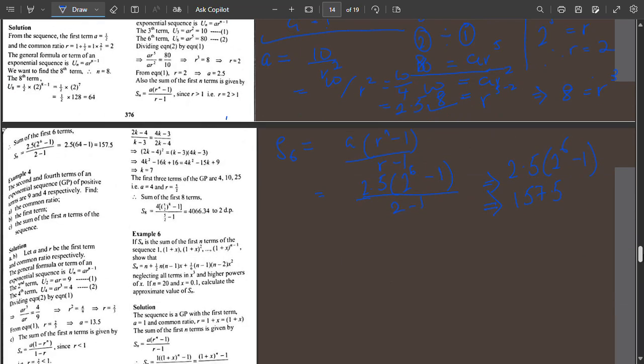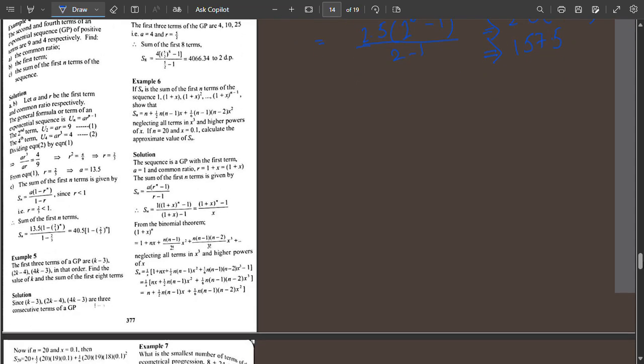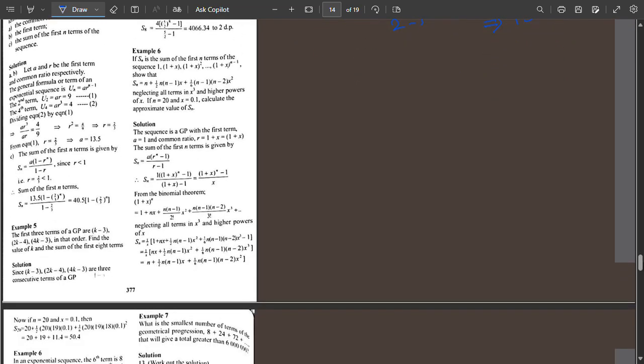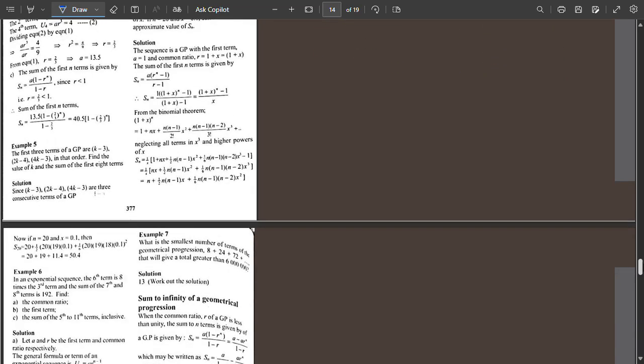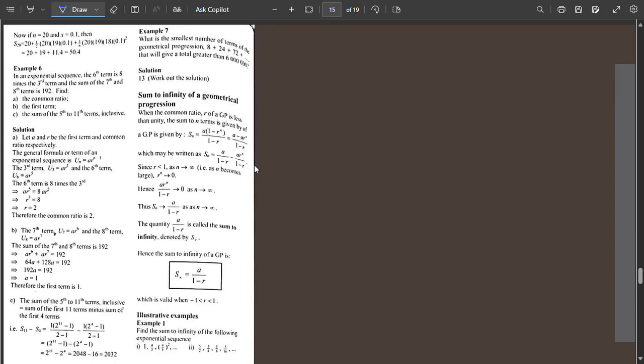Right. There are other examples here that have solutions and are very, very simple to solve. So let's move on to the next subtopic, which is the sum to infinity of a geometrical progression.